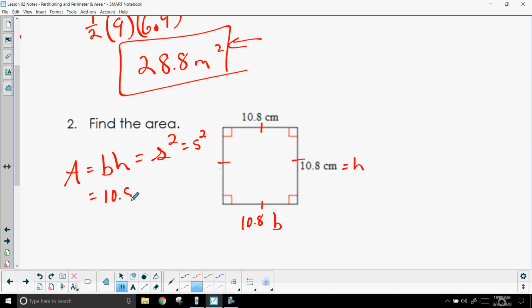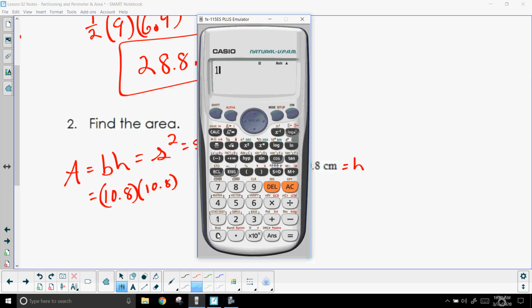We just multiplied those. Or square it. I think I'm going to hit the square symbol. And we get 116.64.